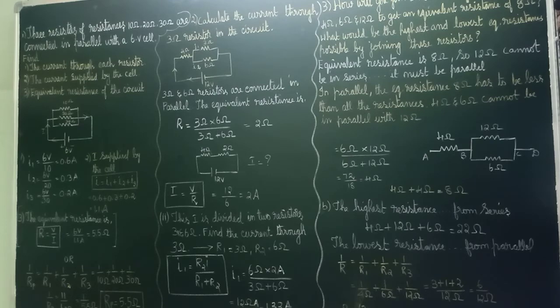Or one more formula is also there. R is equal to V by I we can put and we can find it like that. That also can be done. Okay, 2 ways to find equivalent resistance. Now check the next one.